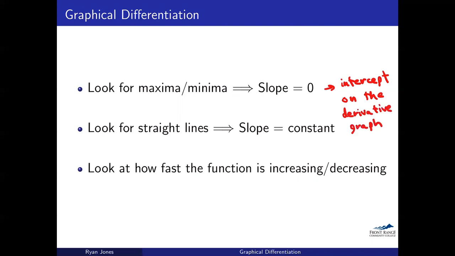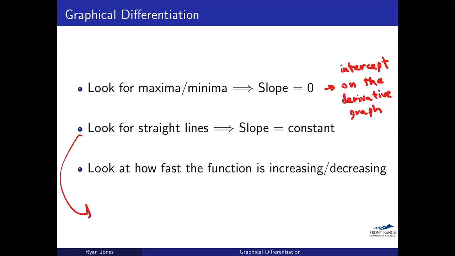So that slope of 0, which most of the time occurs on a maximum or a minimum, doesn't always have to. But when that slope is 0, that means that you have an intercept on the derivative graph. Straight lines are really nice. If you have a straight line, that means your slope is constant. So let me do an example of that here.